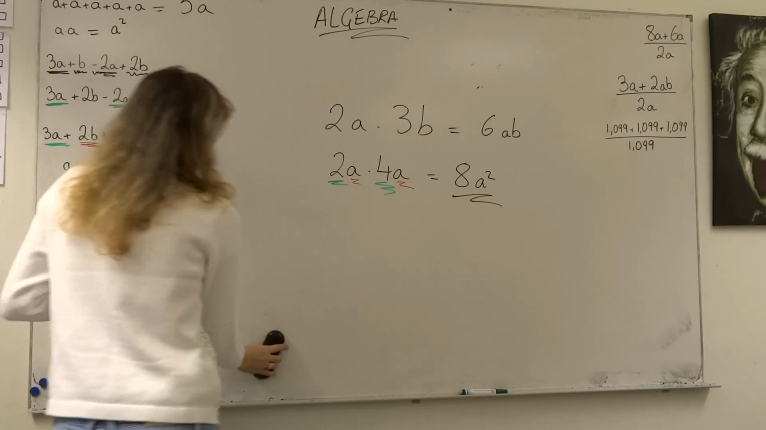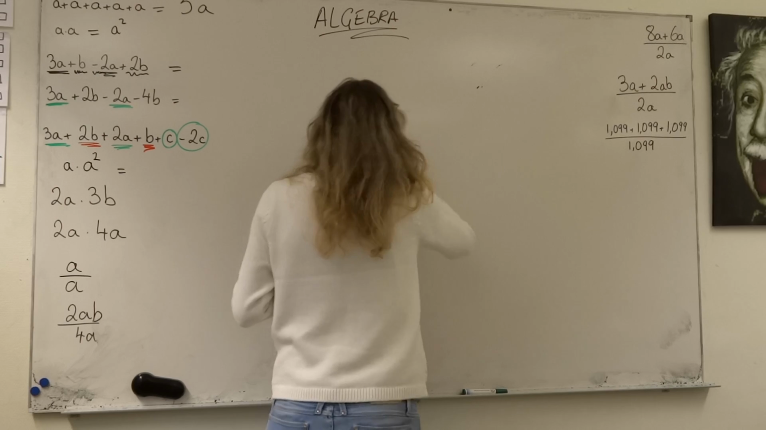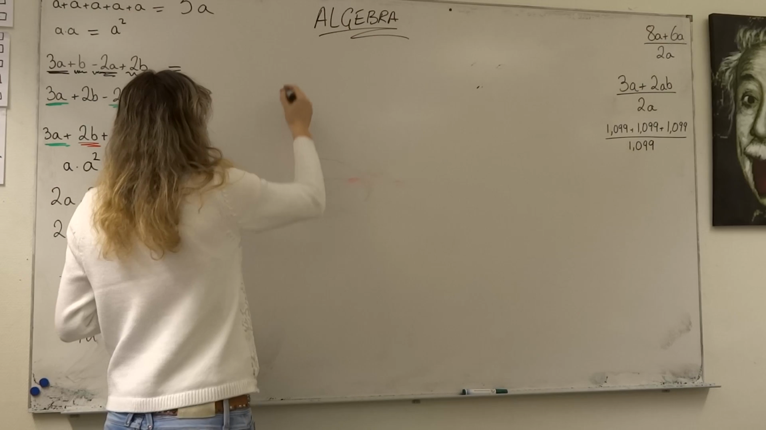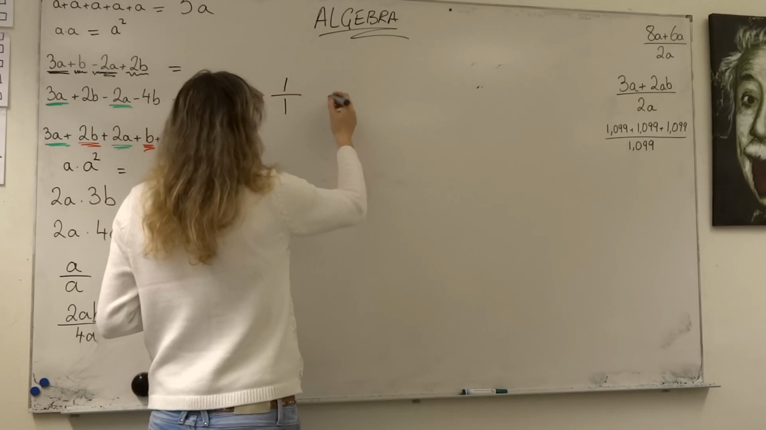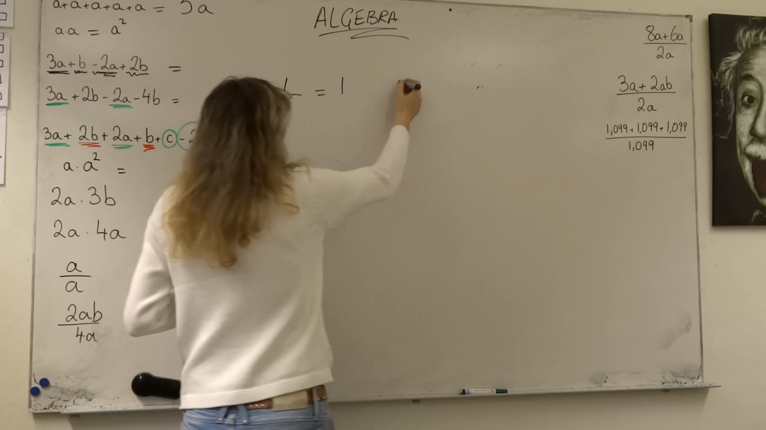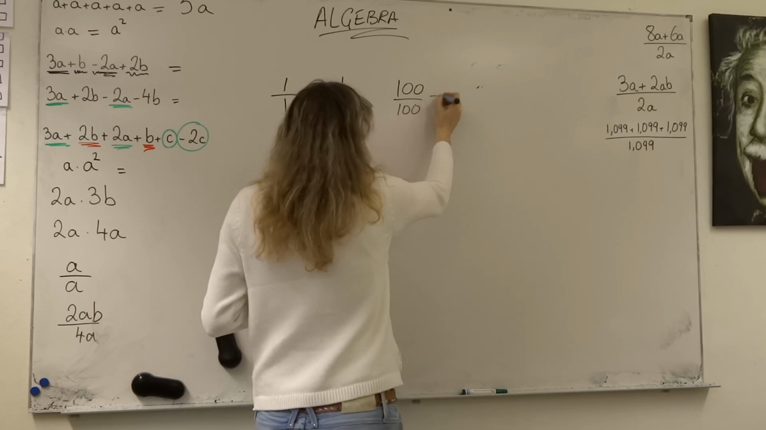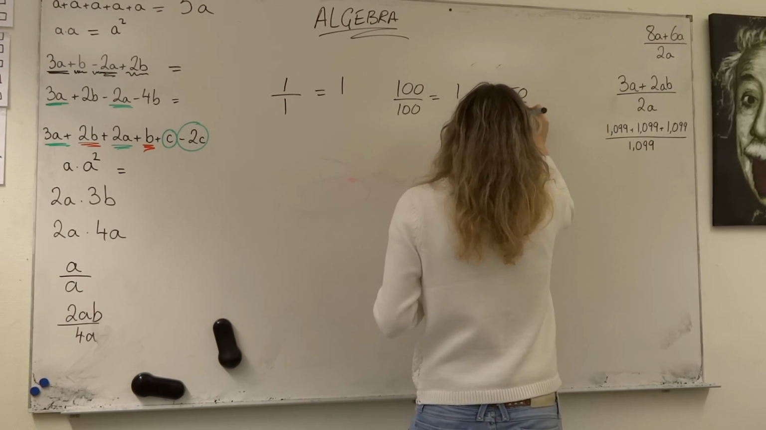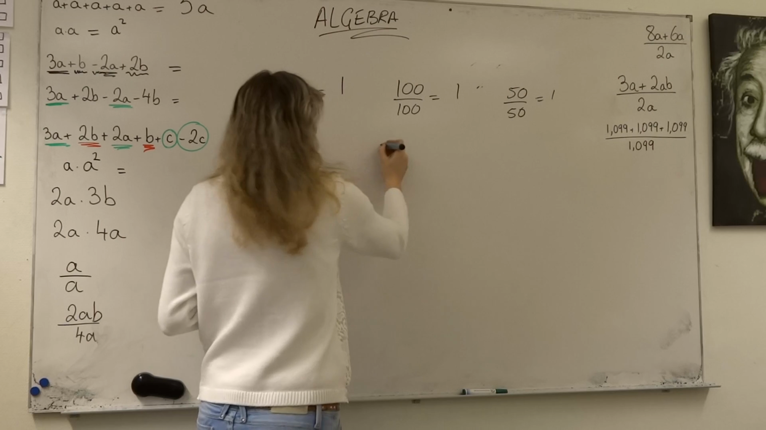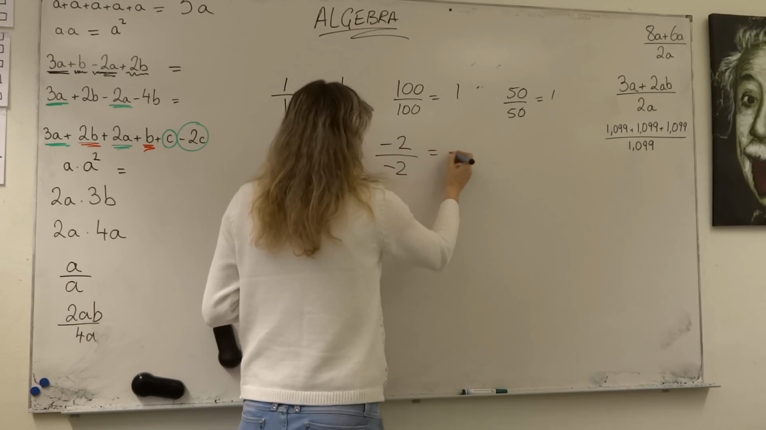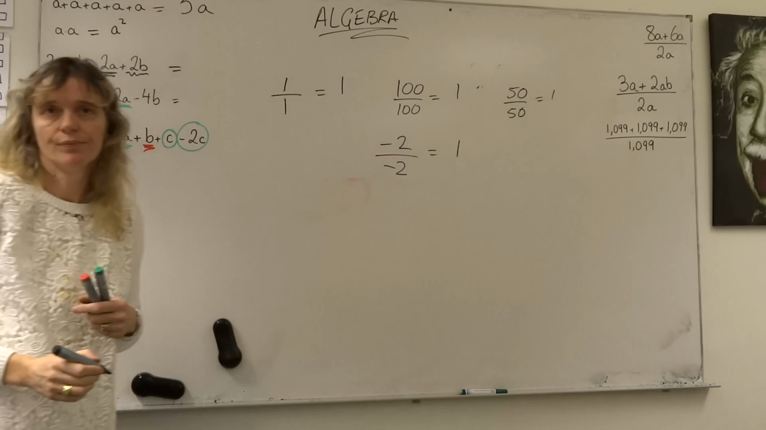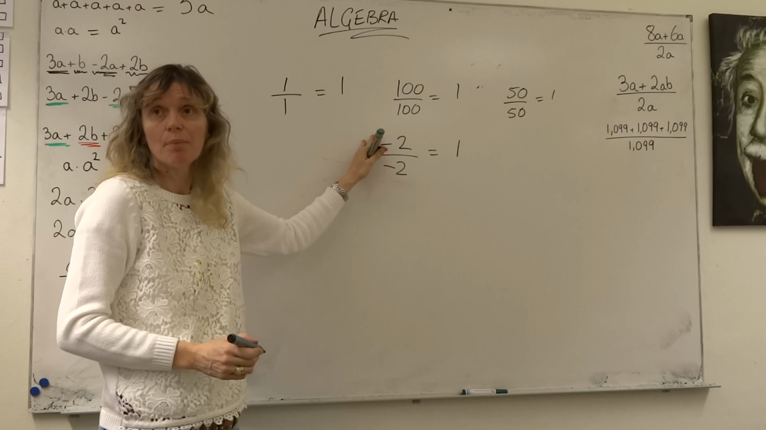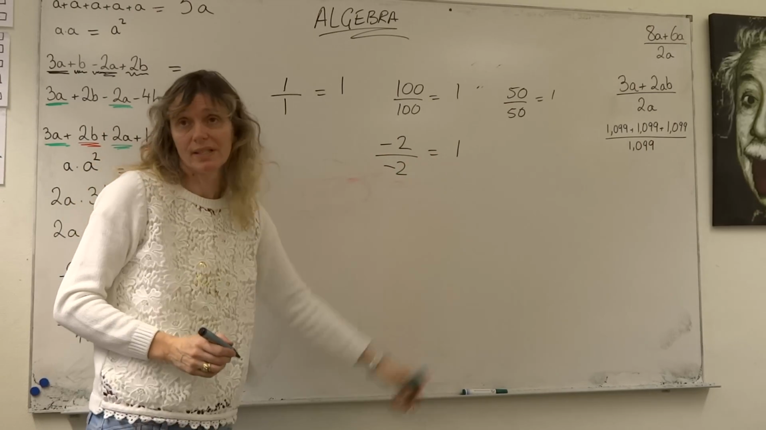Then we have, what about when we have division then? Well, we know that if we've got 1 divided by 1, we're going to get the answer 1. 100 divided by 100 is going to give us the answer 1. 50 divided by 50 is going to give us the answer 1. Minus 2 divided by minus 2 is going to give us the answer 1. There's a minus up here and a minus down there, so we still have exactly the same number divided by itself. We're always going to get 1.